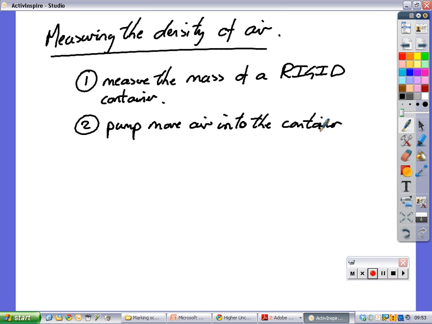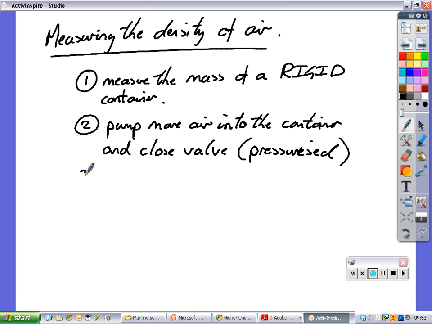Pump more air into the container and close the valve. So you've got a pressure. So this is pressurised. I think that's how you spell pressurised. Pump more air in the container and close the valve. So it's now a pressurised container. Then you would measure the new mass.